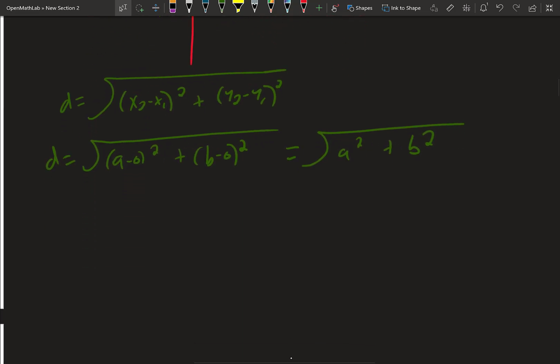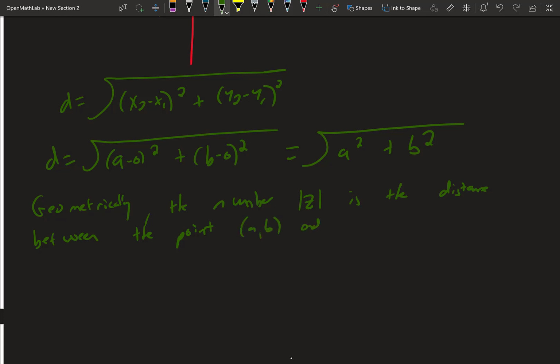So maybe just to write this out, I could say that geometrically, the modulus of z is the distance between the point a, b and the origin.